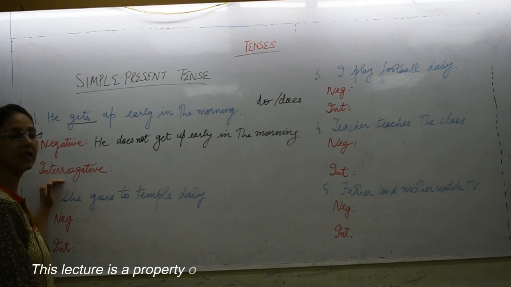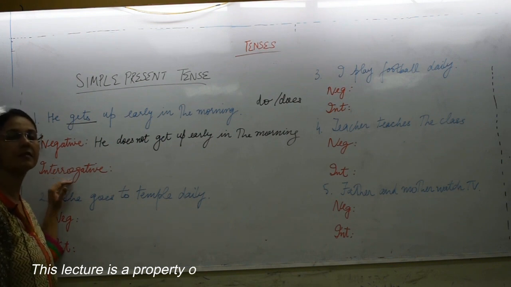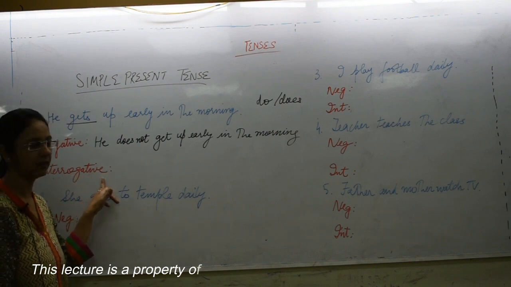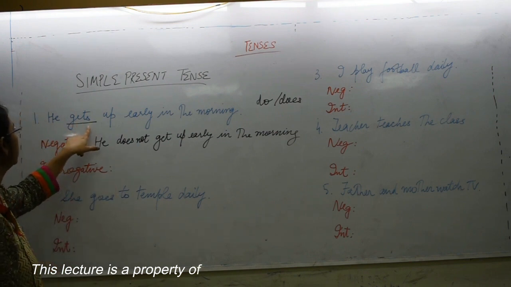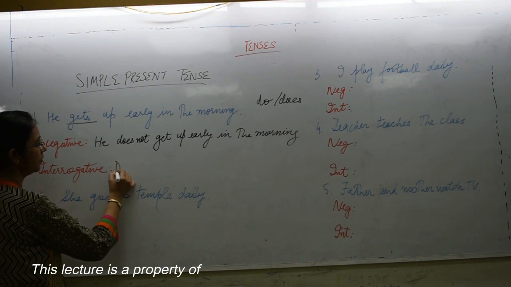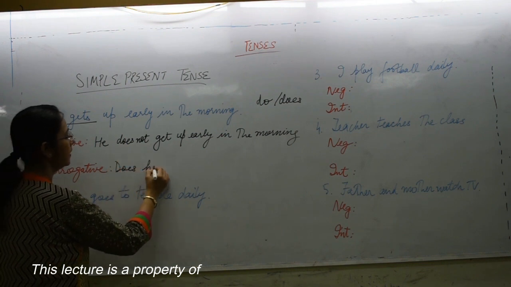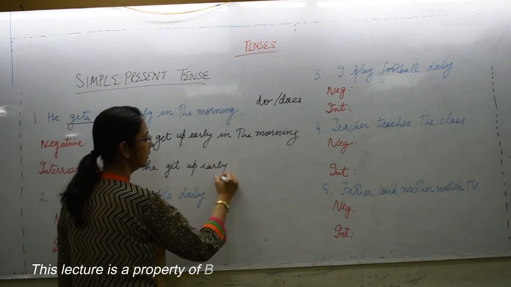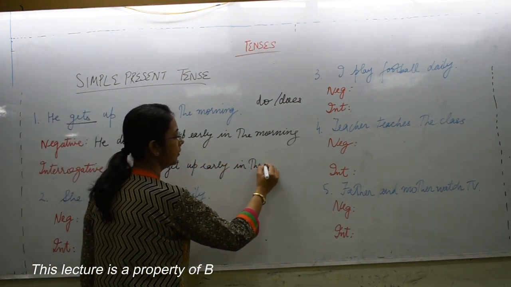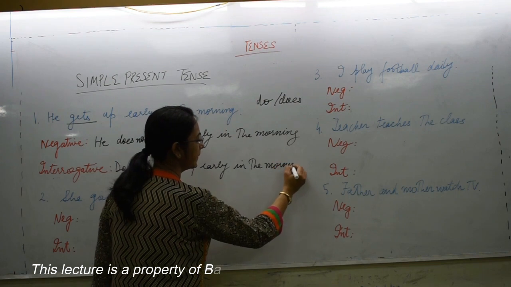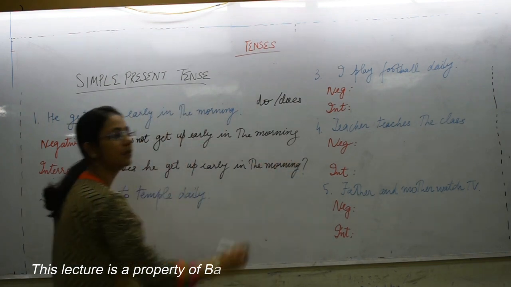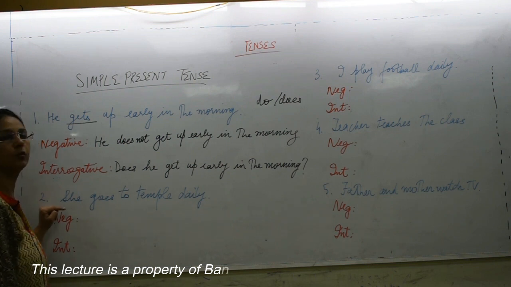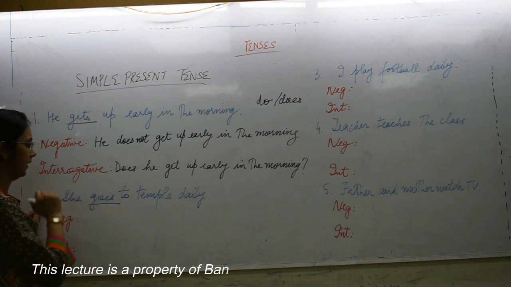Now, interrogative sentence. Interrogative means asking questions. So, we have to put a question mark. We have to change it into a question. So, we make use of does he get up early in the morning, and a question mark.